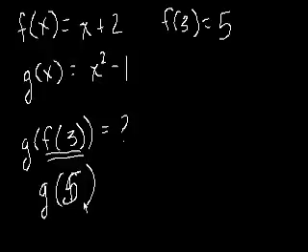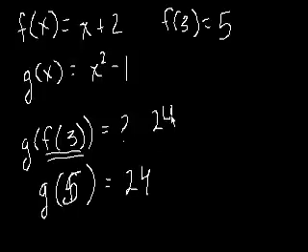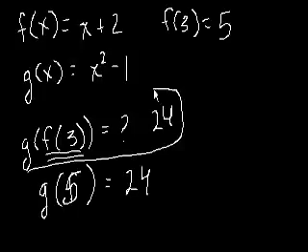Sorry for the little bit of messiness, right? So then what's g of 5? Well, then we take this 5 and we put it in place of this x, right? So g of 5 is 5 squared, 25 minus 1, which equals 24. So g of f of 3 is equal to 24. Hopefully that gives you a taste of what a function is all about.